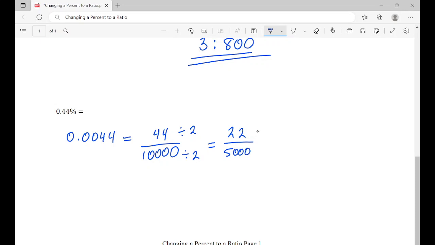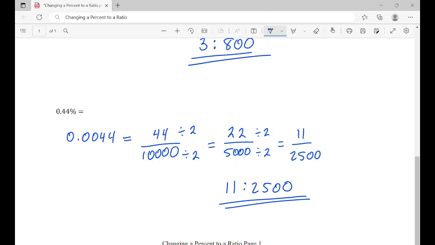And again, they're both even, so I'm going to divide by 2 again. And 2 into 22 is going to give me 11. And then 2 into 5,000 is going to give me 2,500. And here the fraction is as reduced as possible, so now I can write this as a ratio. So 11 first, colon, and then 2,500. So 0.44% as a ratio is 11 to 2,500.